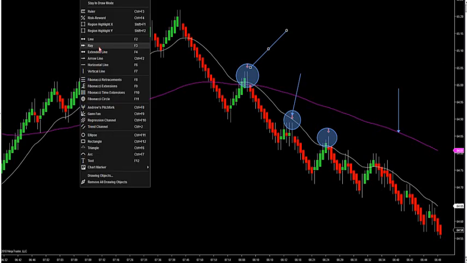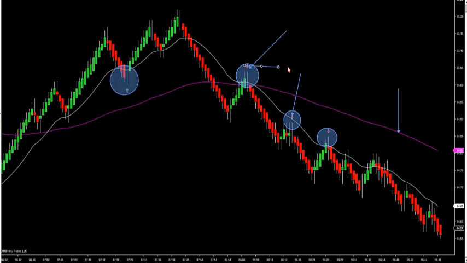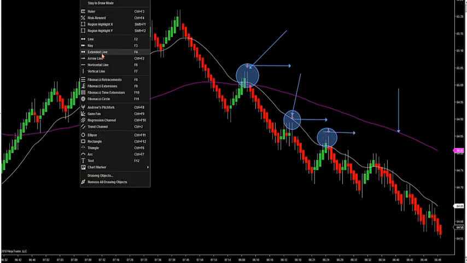Your stop loss on all these arrow trades is 2 ticks above the swing high. No matter what, that's 2 ticks above the swing high. Look how none of these trades got stopped out. That's 2 ticks above the swing high. This is 2 ticks below the swing low.